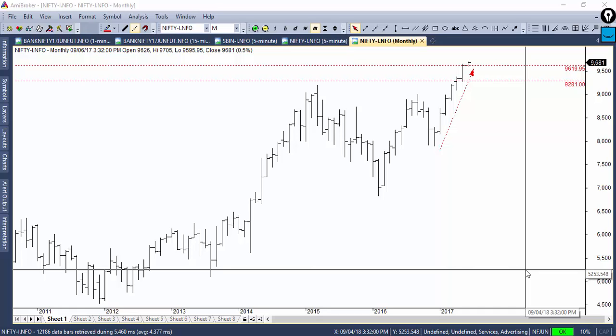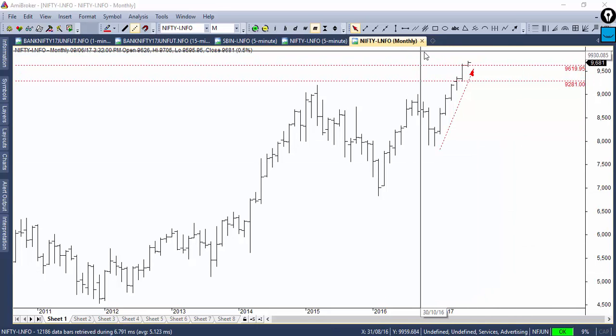So today's time is 5:12 a.m. and the date is 12th June 2017. Let's start the day with the monthly analysis, the monthly charts.